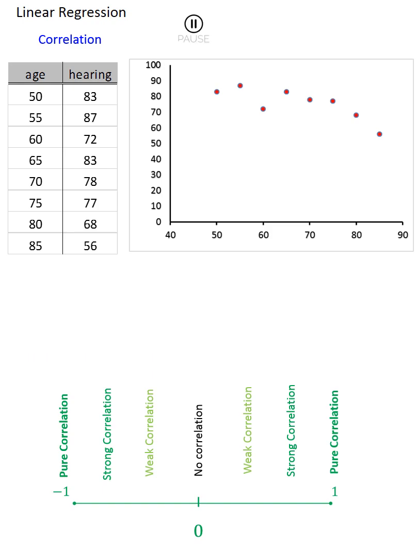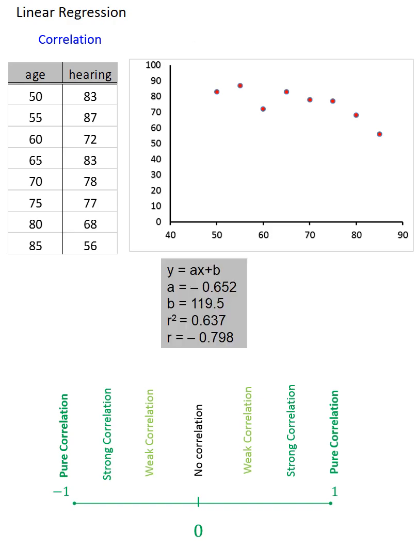What I'd like you to do now is pause, type this data in your calculator, and confirm that you do in fact get a negative correlation coefficient. This should be what your linear regression screen shows. And again, you can see that R is a negative number here. It's pretty close to negative 0.8, which would land us pretty close to the strong end of the 0 to negative 1 scale for negative correlation coefficients.